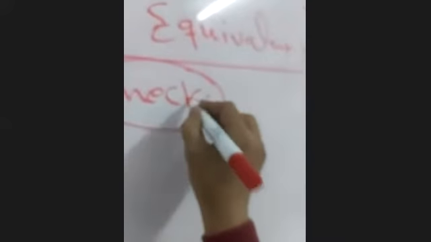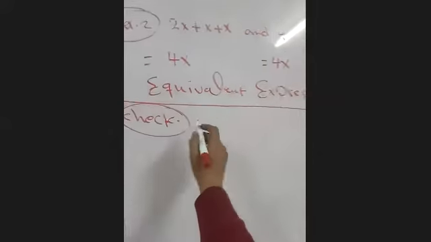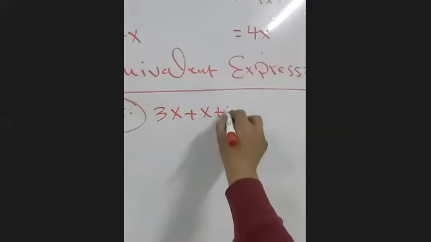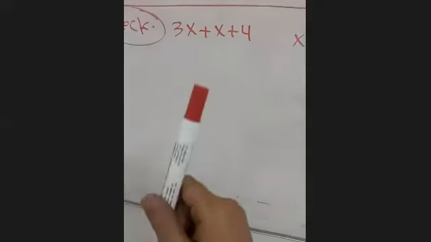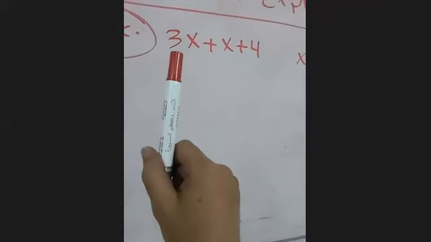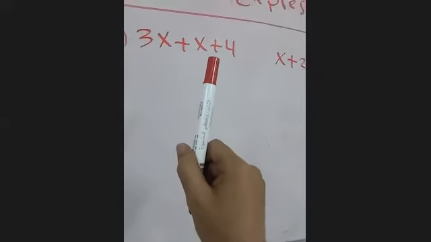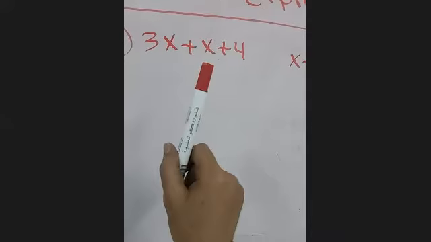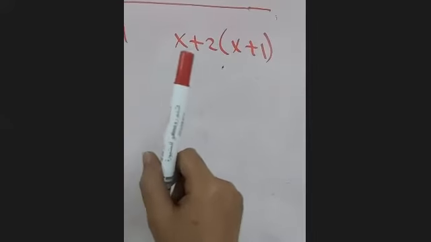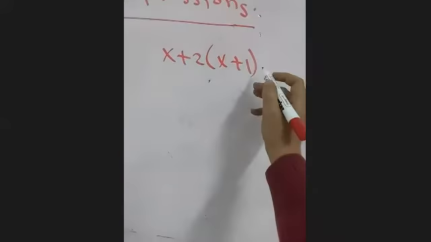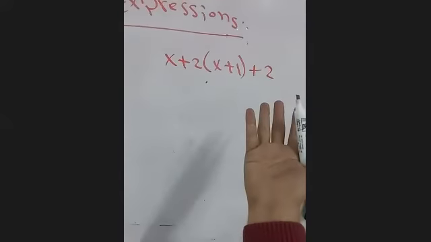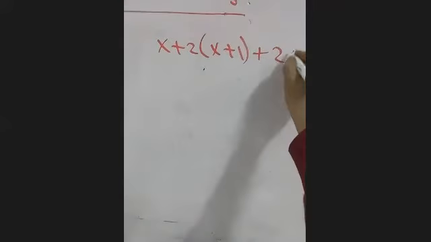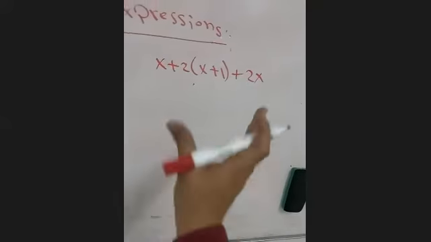Read it, Rayyan. Use substitution to determine whether or not 3x plus x plus 4 and x plus 2(x + 1) plus x are equivalent. 3x plus x plus 4. The next one: x plus 2 bracket x plus 1 bracket, multiply, plus 2. Erase the 2 and put x. Here x, 2x. No, only like x. Only x without 2.